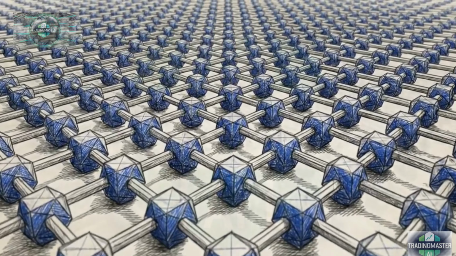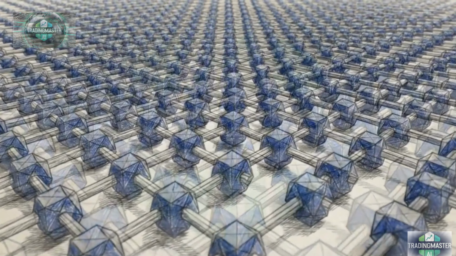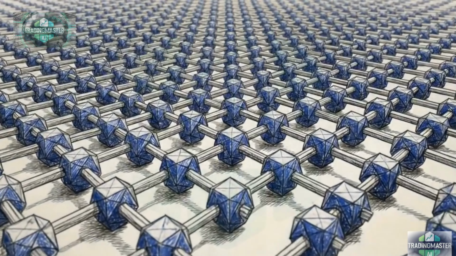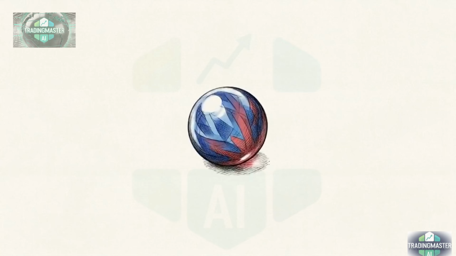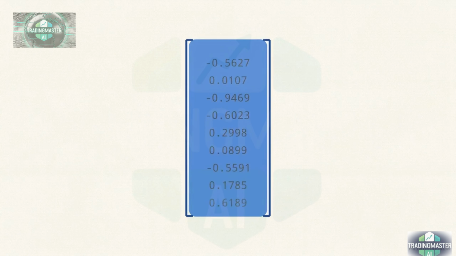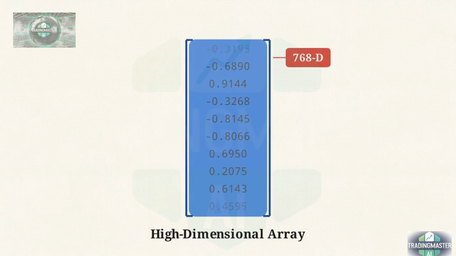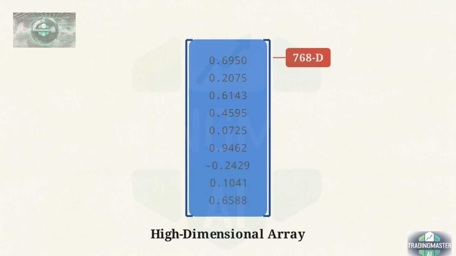Machine learning models perceive data as geometry. When an embedding model processes text, images, or audio, it translates that raw information into a dense array of numbers, a vector, typically containing hundreds of dimensions, like 768D.